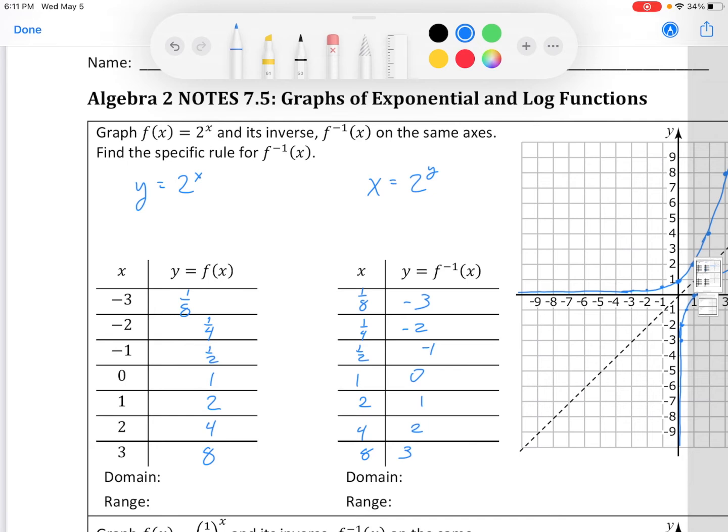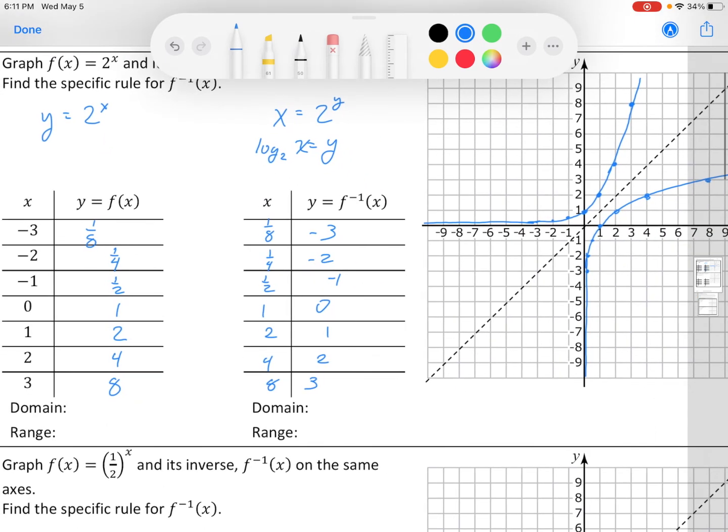And it's really simpler than you think. The log is the exponent, and the exponent is y. The base of the exponential is 2, so the base of the logarithm is 2, and the answer it gives us is x. So this is a basic log graph that we see.